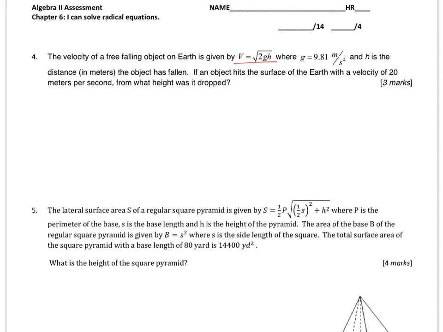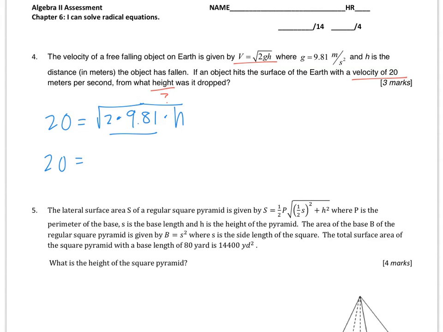was it dropped? So they're giving us the velocity. They're giving us v. We need to solve for h. We don't know h. So v is 20. Square root 2 times g is 9.81 times h. So we need to get everything over to the other side so that we are just left with h on one side. So before I even get rid of that square root, I'm going to multiply these two together.